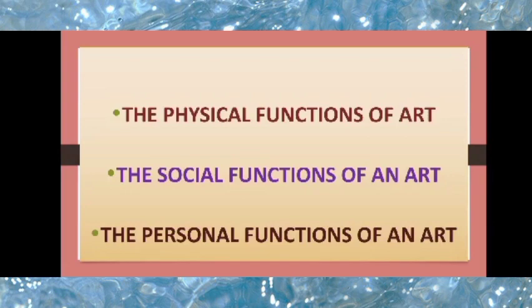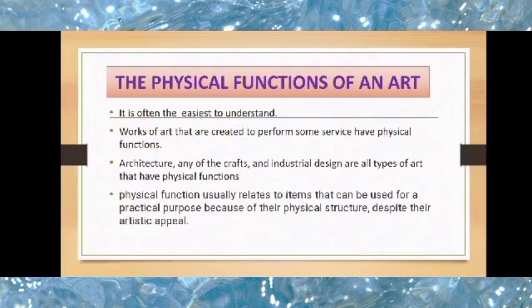So first, let us tackle the physical function of art. Physical function of art is often the easiest to understand. Works of art that are created to perform some service have physical functions. Architecture, any of the crafts, and industrial design are all types of art that have physical functions. Physical function usually relates to items that can be used for a practical purpose because of their physical structure despite their artistic appeal.